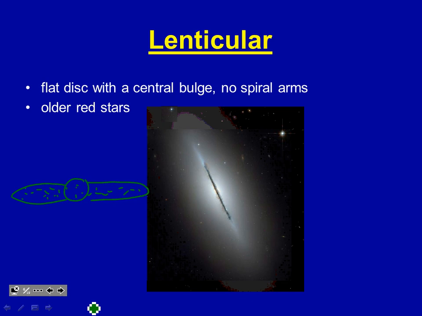I'm kind of looking at it edge on, right? There you can see there's some dust in there that's absorbing some of that light. But there are no spiral arms, just older red stars. Okay. Not exciting. And again, all of my dots in there are representing billions and billions and billions of stars is the idea.